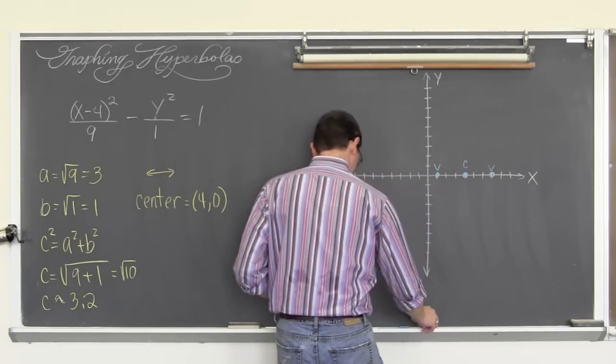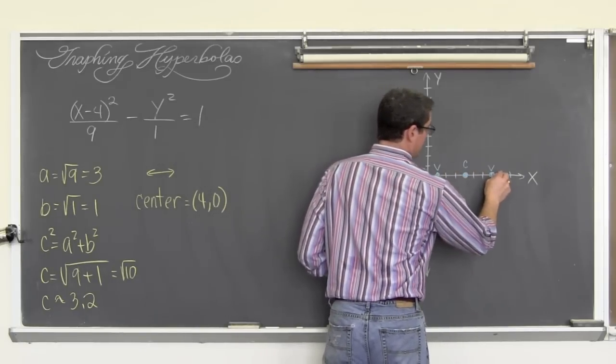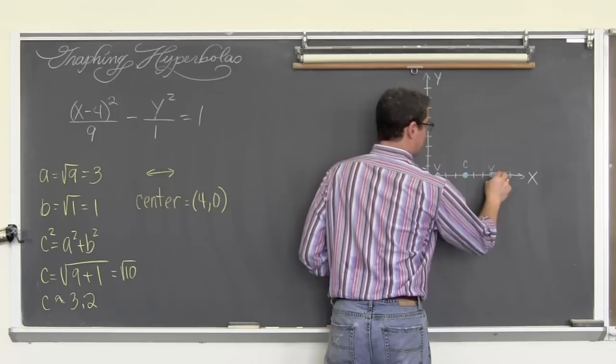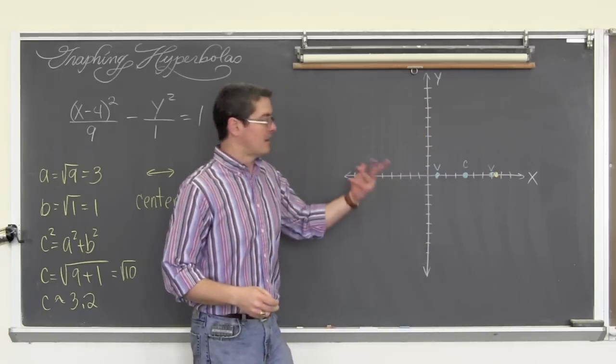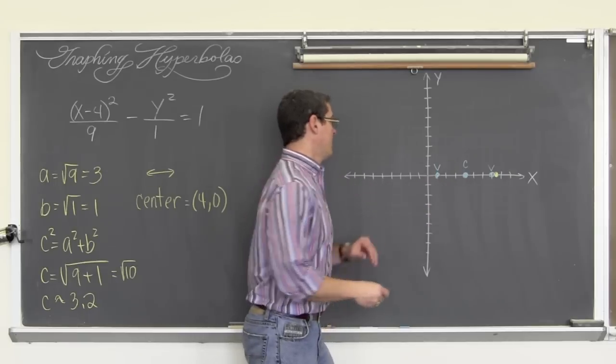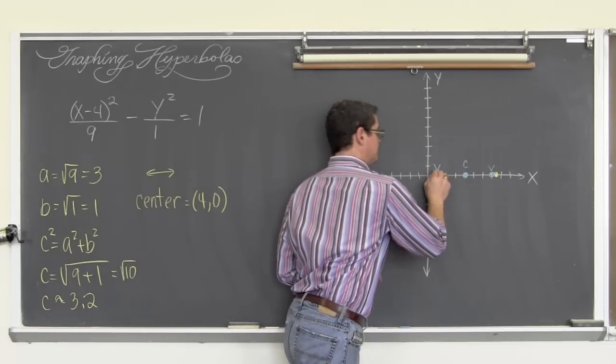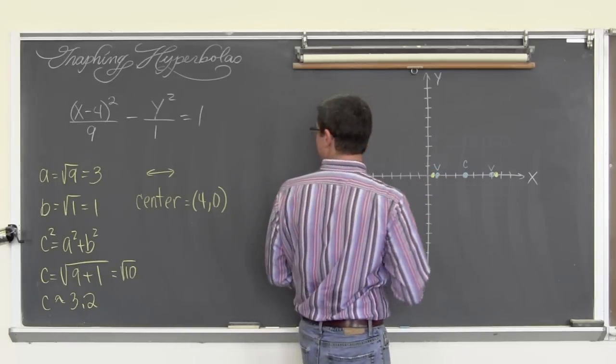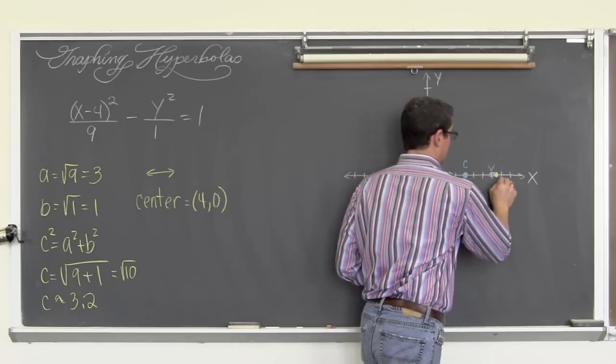So let's do a different color for this. Left 3.2, I'm going to basically make that like 3.5 because I made my graph a little small here. And a little bit beyond that, vertex. So those are going to be our focus points.